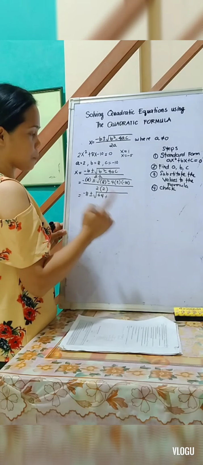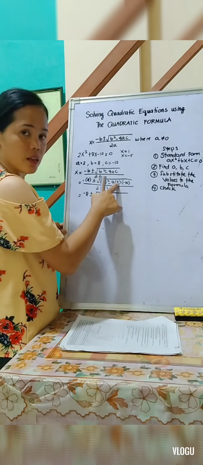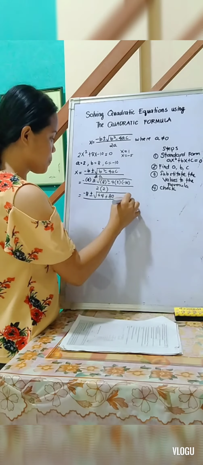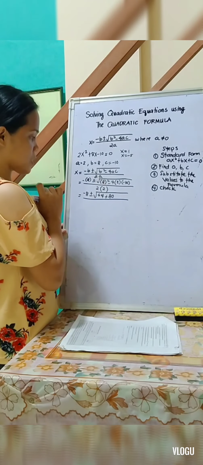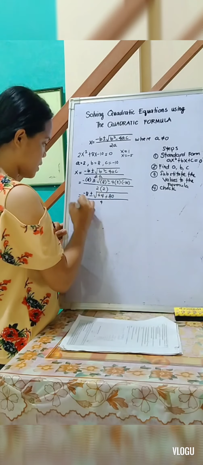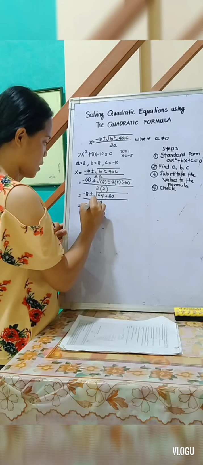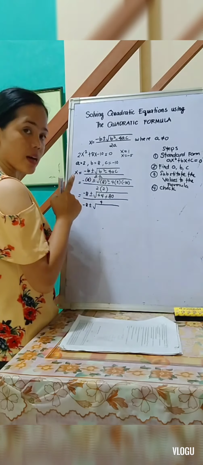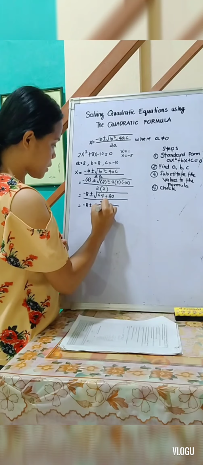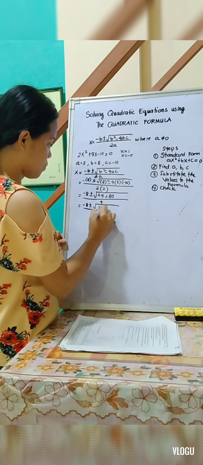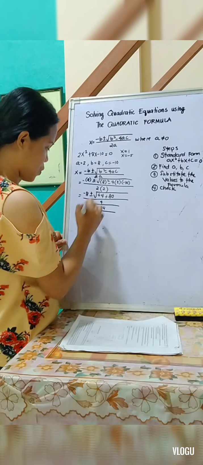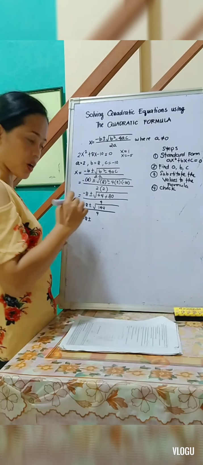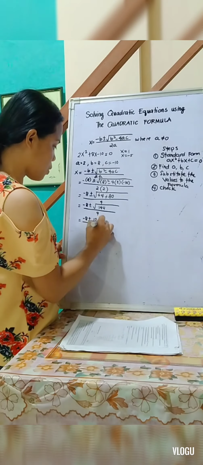Okay, so let's multiply the numbers. 4 times 2 is 8. 8 times 10 is 80. All over 2 times 2, that is 4, of course. So negative 8, we just copy, plus minus the square root of 64 plus 80, that is 144, all over 4. So this time, we extract the square root: negative 8 plus minus the square root of 144, which is positive 12, all over 4.